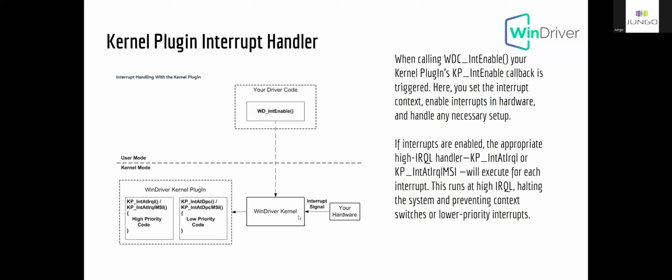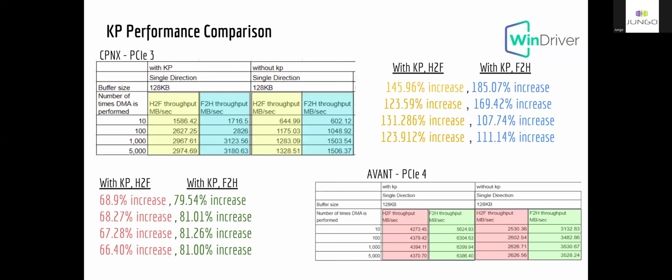We saw that when a DMA ends, an interrupt is raised. Now, it can get to 10,000 interrupts per second in some applications. And here we can see that when we ran the Certus Pro NX samples, which is PCIe 3, we got hundreds of percents of increase with kernel plugin from host to FPGA and from FPGA to host. We see huge numbers of performance increase just by eliminating the context switch.